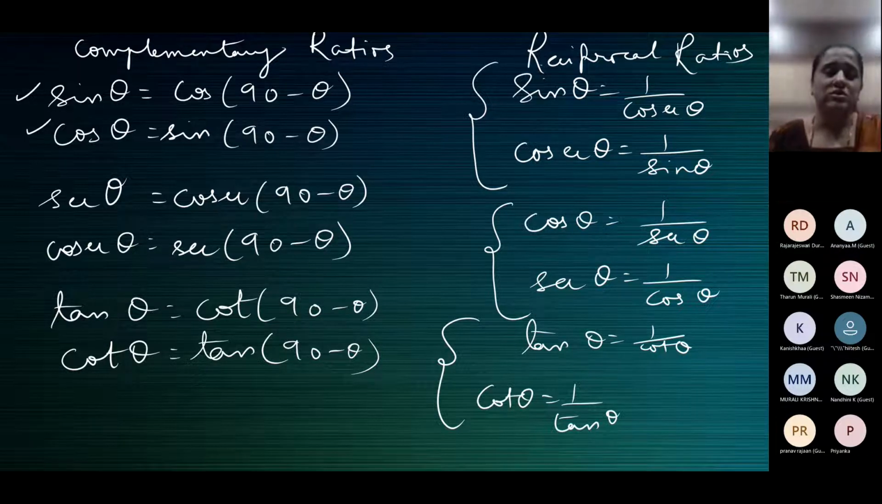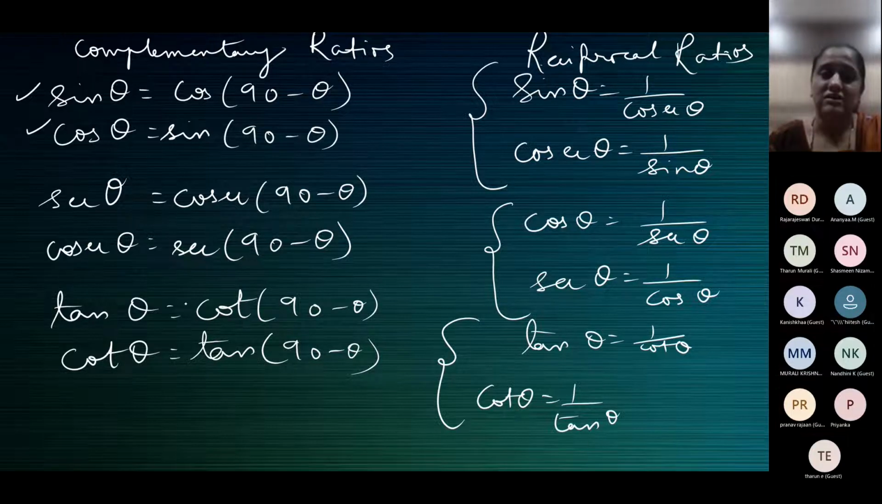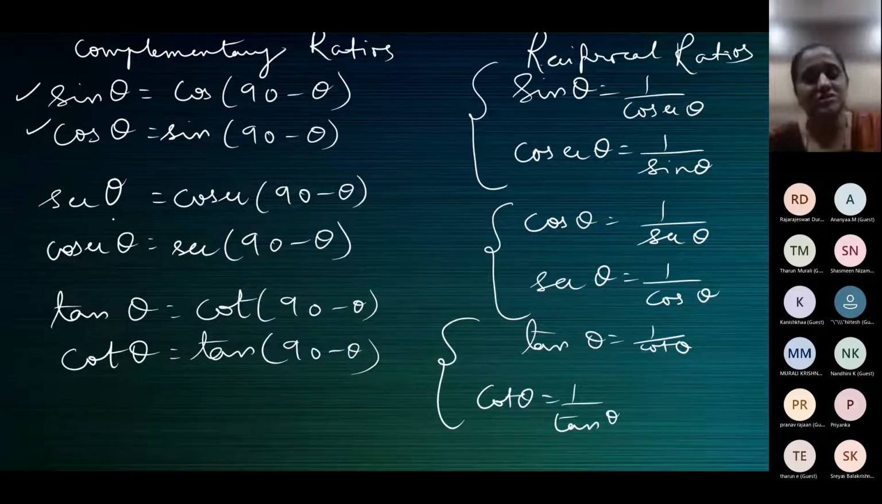On the left side, you see the complementary ratios. Sin and cos are complementary ratios. Sin theta is equal to cos 90 minus theta. Cos theta is equal to sin 90 minus theta. Similarly, secant and cosecant are complementary ratios. Secant theta is equal to cosecant 90 minus theta. Cosecant theta is equal to secant 90 minus theta.